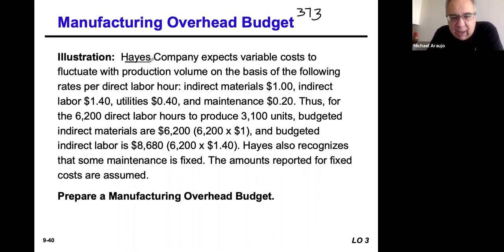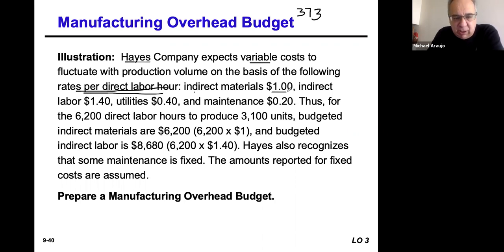So here we have Hayes Company. They have variable costs that will fluctuate with production volume, on the basis of the following rates per labor hour. So everything is going to be based on labor hour, which of course we're going to get from the direct labor budget that we just did.